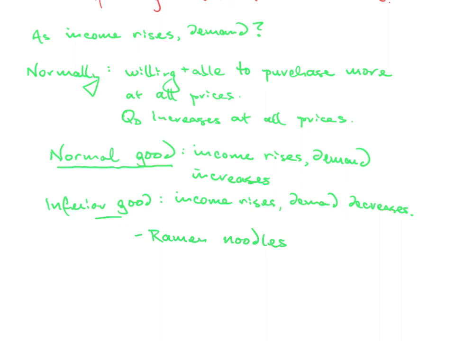Even though my kids, if they had more money, they would buy more ramen noodles, but anyhow, or used cars. People purchase used cars, but as incomes rise, demand for used cars falls. People instead want to purchase new cars. So again, that's what we call an inferior good. As income rises, demand falls at all prices. Okay. Is that good for today?